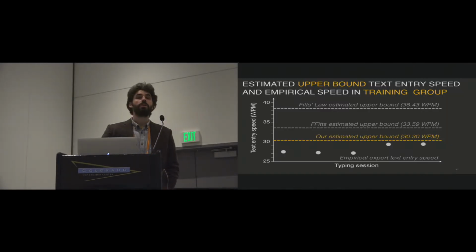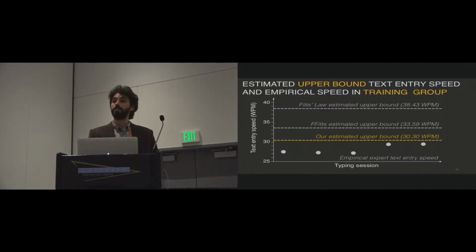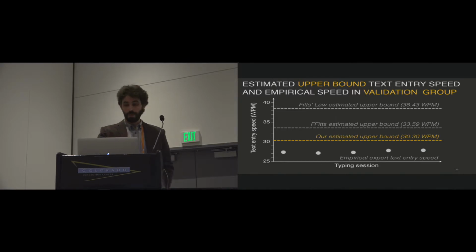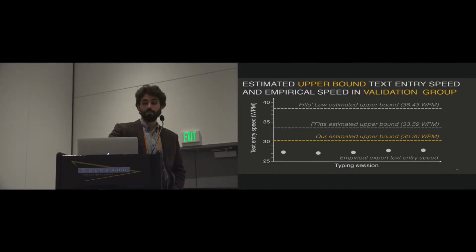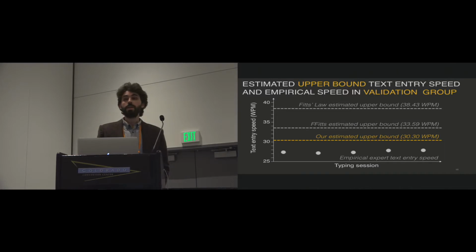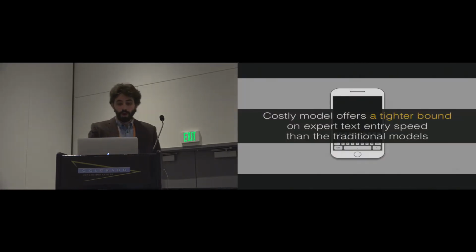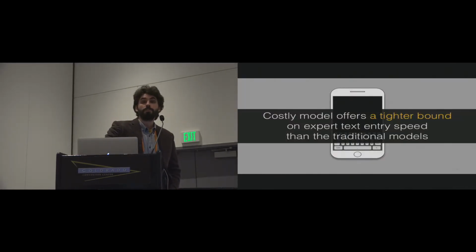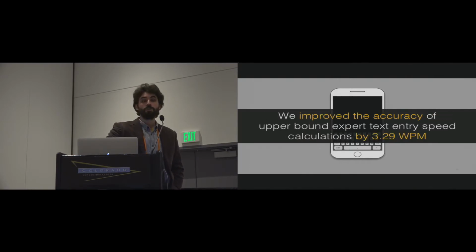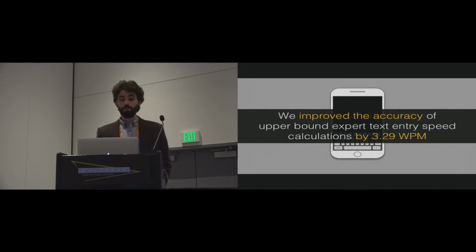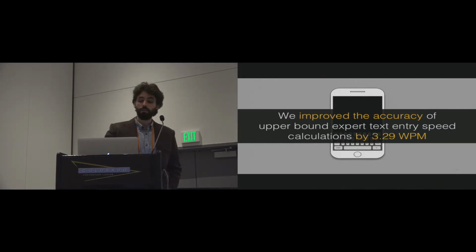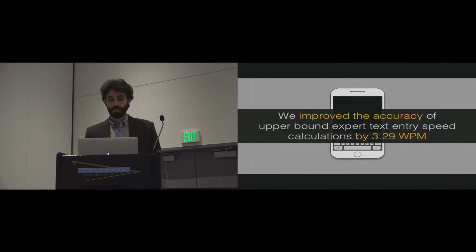And now we can compute the empirically estimated speeds for the training group and for the validation group. And what we're able to see here is that our costly model offers a tighter bound on expert text entry speed than these traditional models. And what's also interesting is that we were able to improve the accuracy of this upper bound by 3.29 words per minute compared to the best existing model, which is based on F-fits.